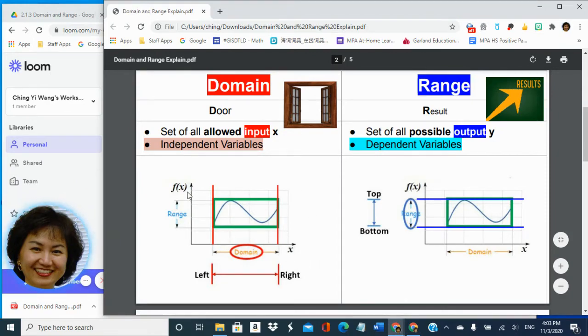When we see a function graph, we will read domain from left to right. That tells you about what kind of x values can go into the function.